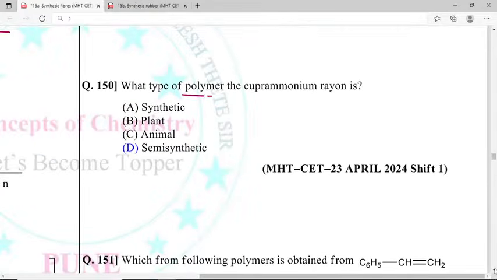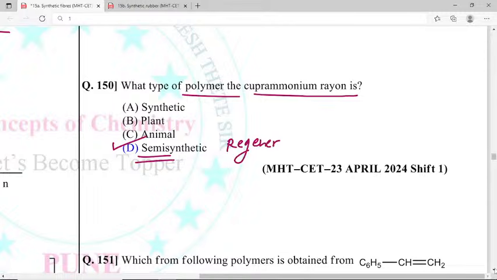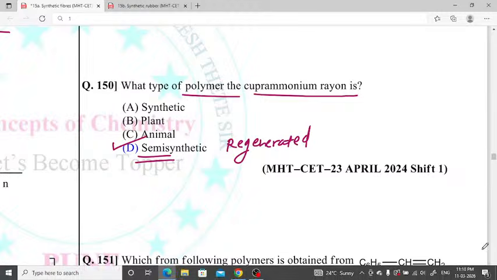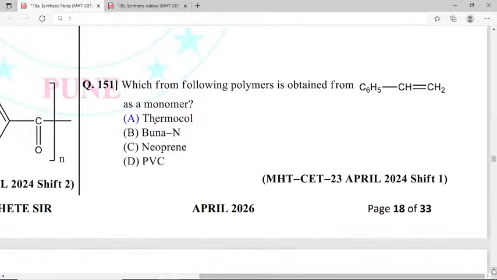What type of polymer is cupra ammonium rayon? Semi-synthetic. It is a semi-synthetic polymer. Cupra ammonium rayon is a regenerated polymer. Which of the following polymers is obtained from C6H5CH=CH2, thermocol? This is called styrene. Styrene, thermocol, polystyrene. So this is polystyrene.